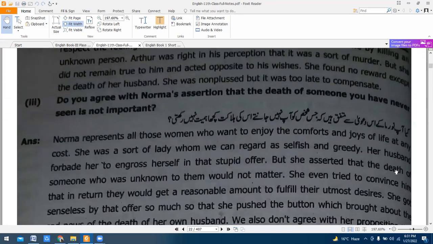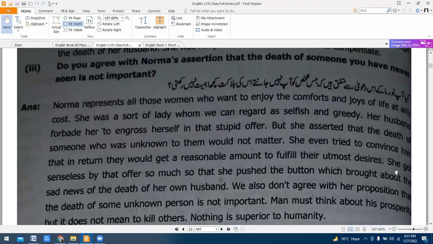Question 3. Do you agree with Norma's assertion that the death of someone you have never seen is not important? क्या आप नॉर्मा के इस दावा से मुत्तफिक है कि जिस शख्स को आप नहीं जानते इसका मर जाना किसी चीज की अहमियत ही नहीं रखता?